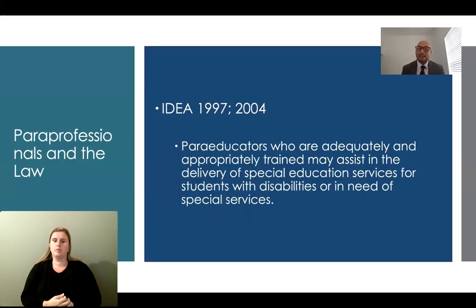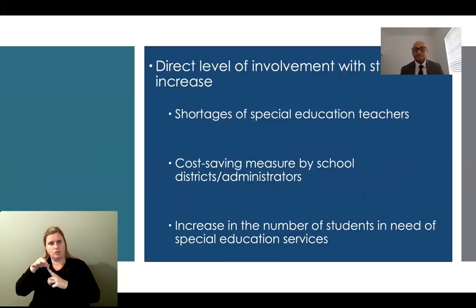What does the law say about paraeducator support? So IDEA has stipulated that paraeducators who are adequately and appropriately trained may assist in the delivery of special education services for students with disabilities or students who are in need of special services.